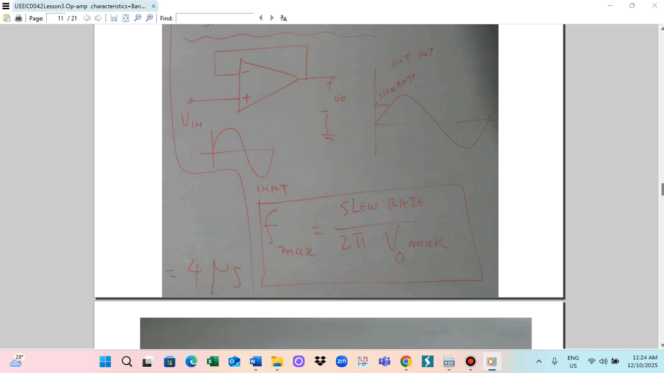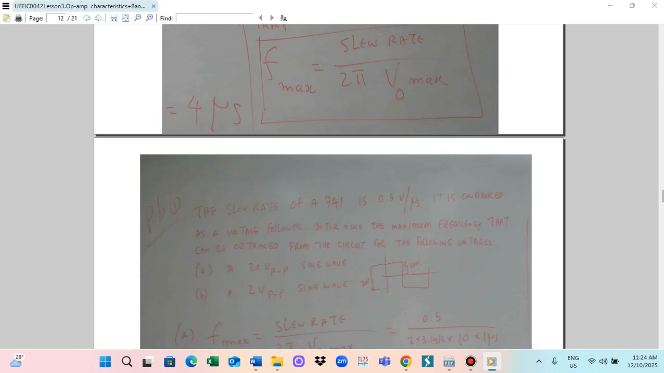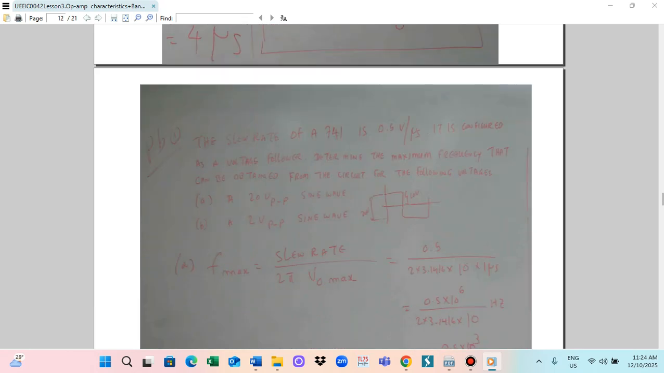Now the problem: the slew rate of the 741 IC, which is an operational amplifier, is 0.5 volt per microsecond. It is configured as a voltage follower. We need the maximum frequency that can be operated from the circuit for a 20 volt P2P sine wave and for a 2 volt P2P sine wave. So we have to calculate the maximum frequency.